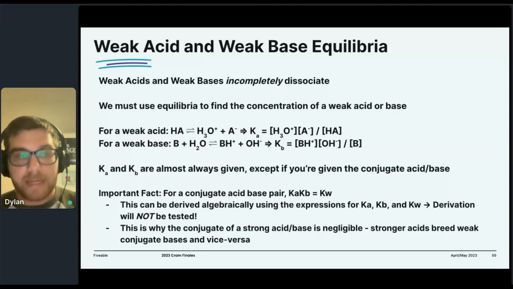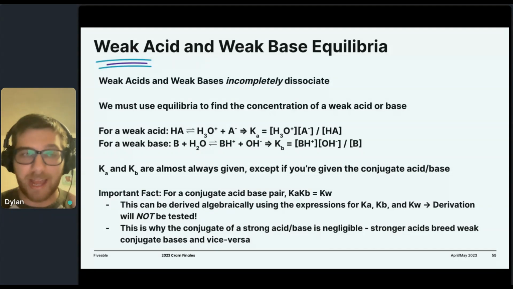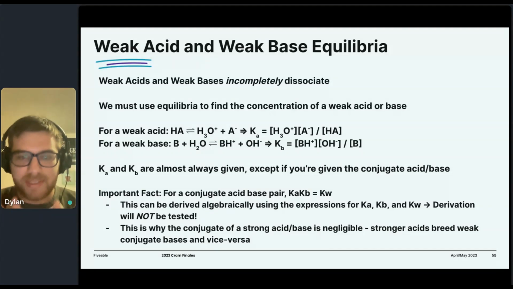However, they can be calculated if you are given the Kb of the conjugate base or Ka of the conjugate acid. And that's because, and this is a really cool equation, I think it's really cool, Ka times Kb for a conjugate acid-base pair is equal to Kw, right? And this can be derived pretty easily algebraically. Give it a try. Not required for the test, which is why I'm not going to do it, but you can do it. And it's a pretty simple derivation.